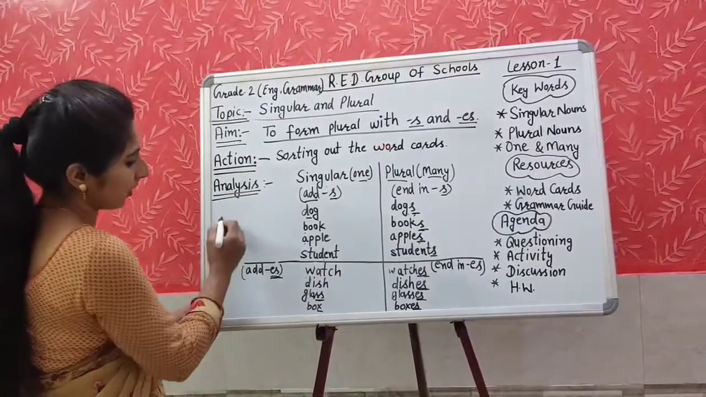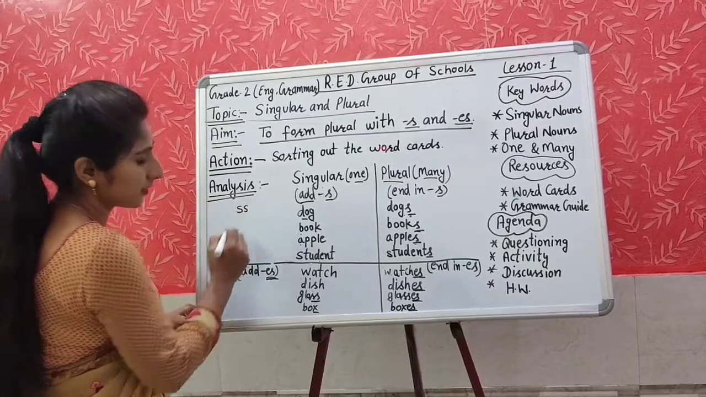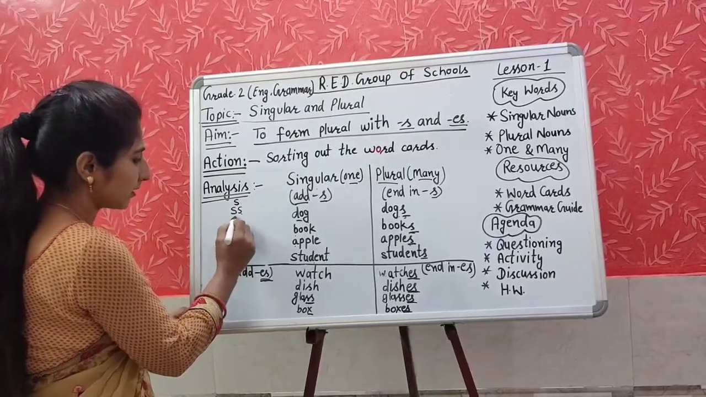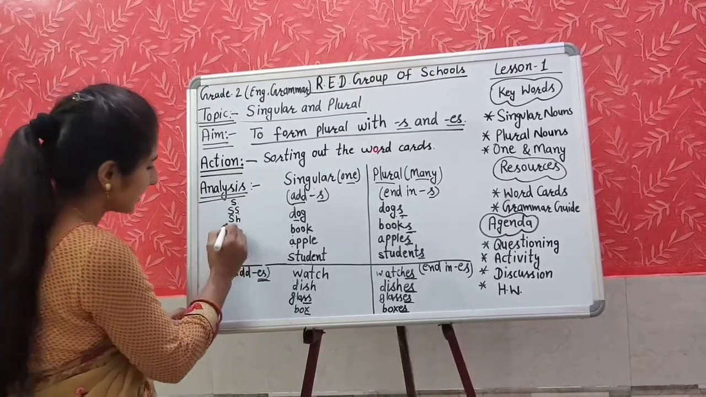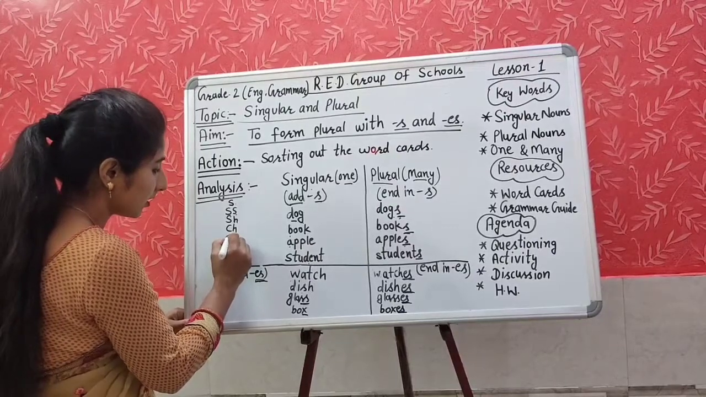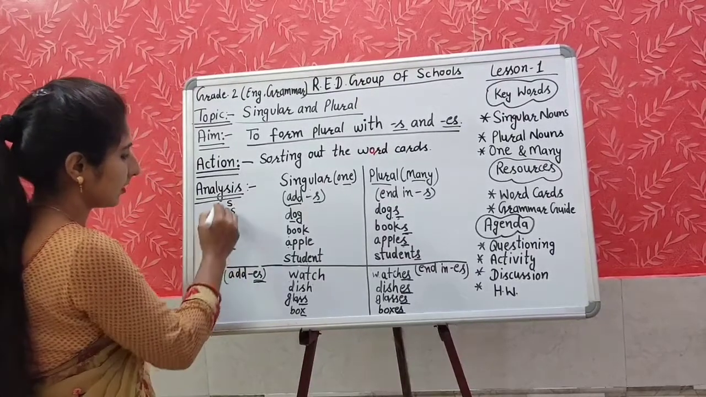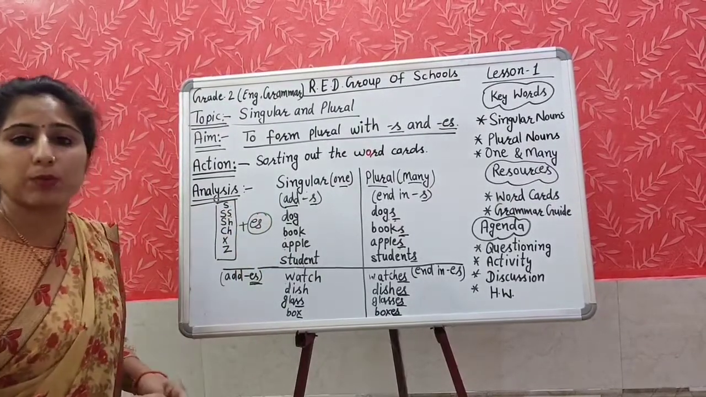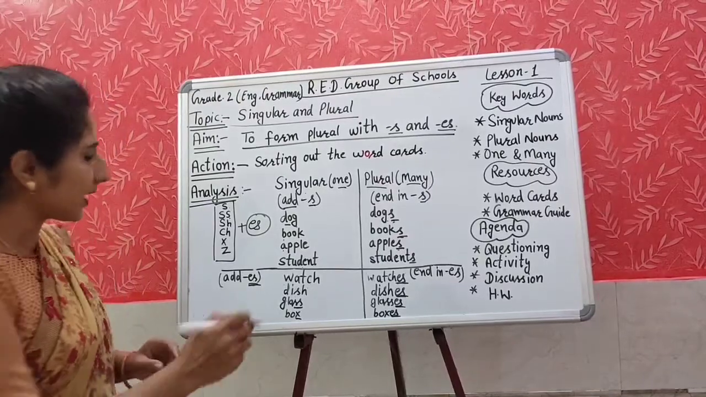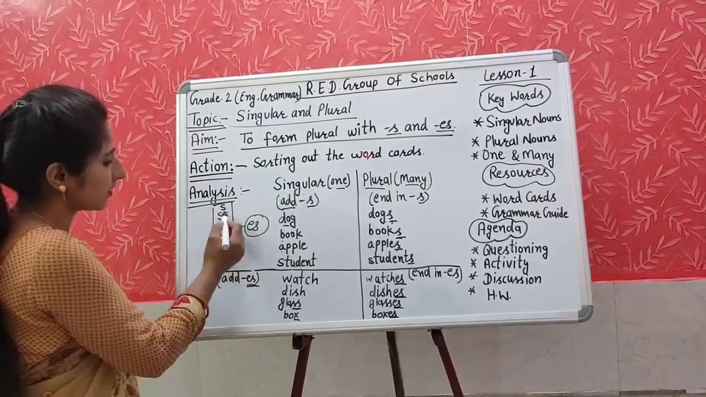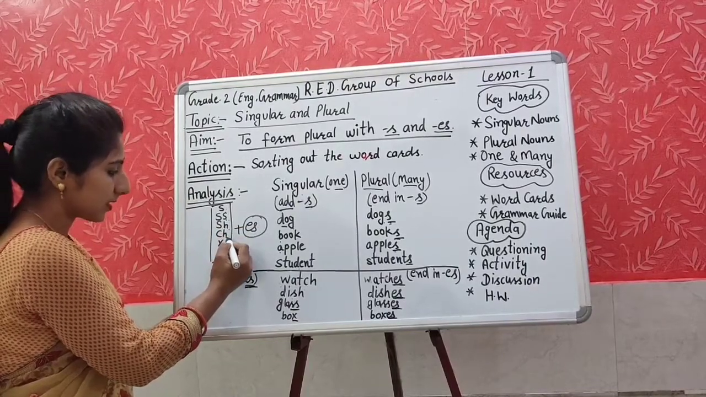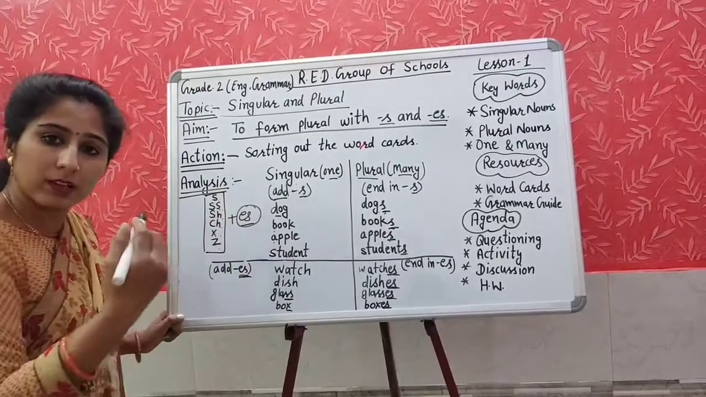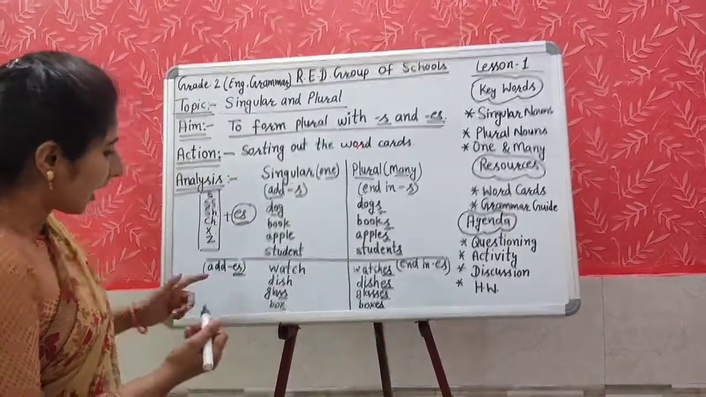The words which end with single s, double s, sh, ch, x, z, we are adding es with those to make the plural of these words. If the ending letter is s, double s, sh, ch, x, z, then we are adding es to make the plural, to make the many.